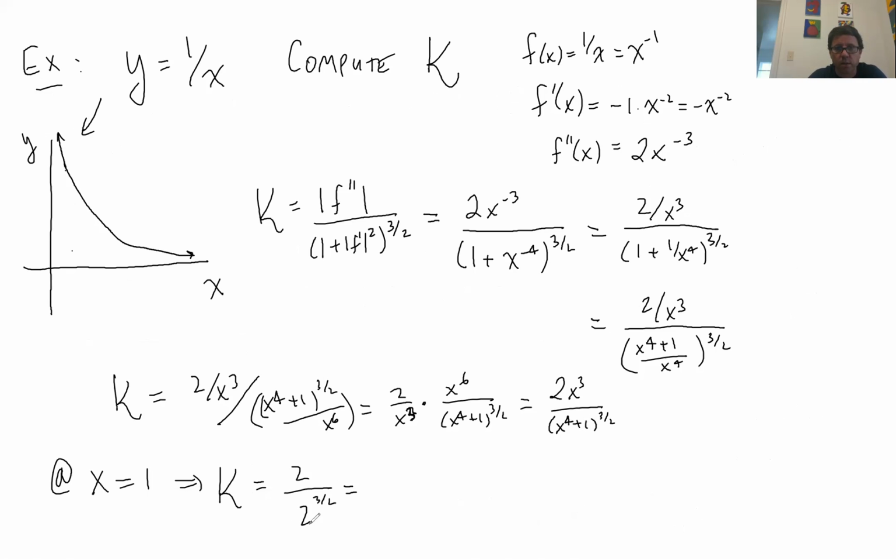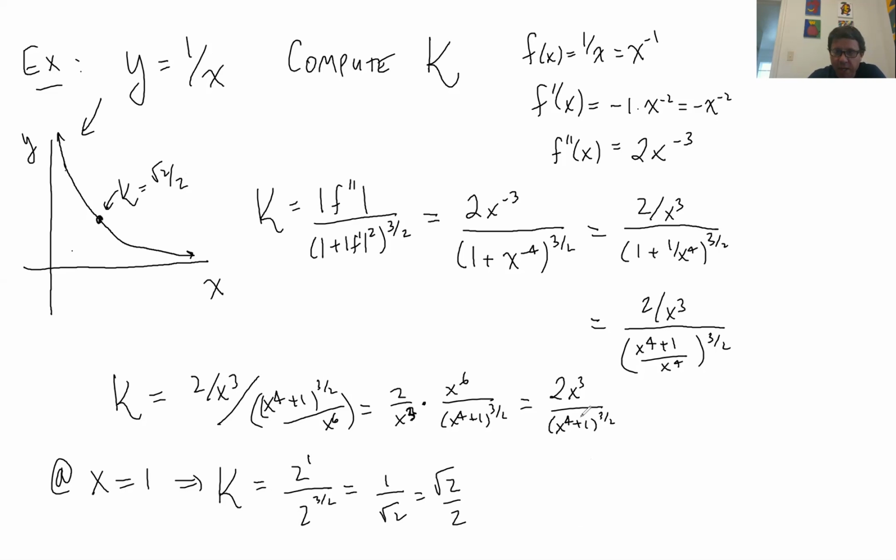So I guess I could do some cancellation here. It's going to be 1 over the square root of 2 or square root of 2 over 2. And so at the point 1, 1, the curvature is square root of 2 over 2. And as I plug in different values, well, I don't know if I want to plug in.